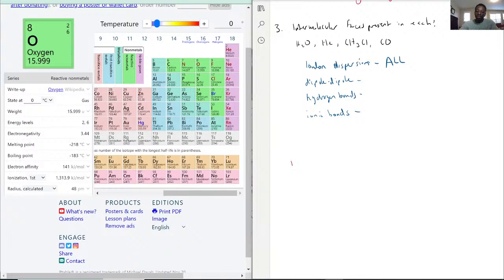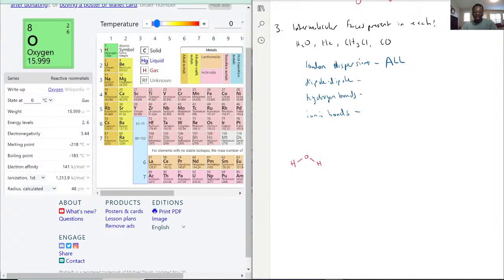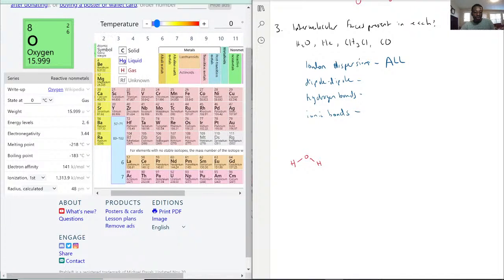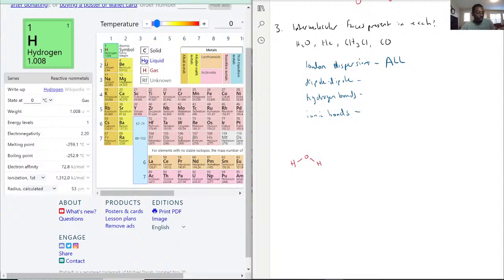So with that being said, H2O, okay, we draw it like that to show that hydrogens bond with oxygen. So we want to know the electronegativity difference between hydrogen and oxygen. Okay, so it's going to be electronegativity, where is that number? 3.44 for oxygen and 2.20 for hydrogen. Okay, so that's going to be 1.24.